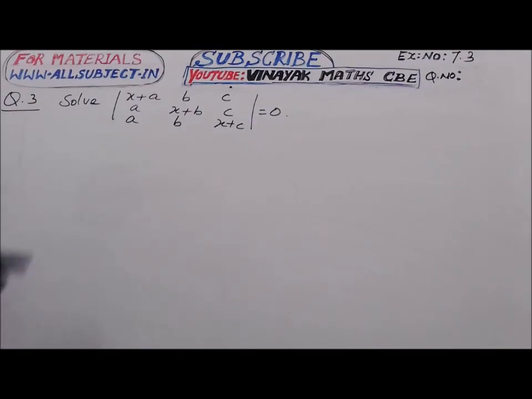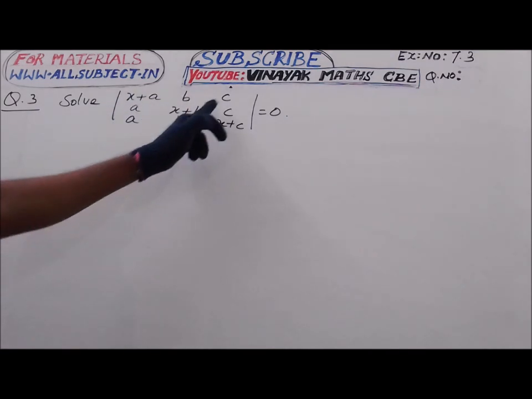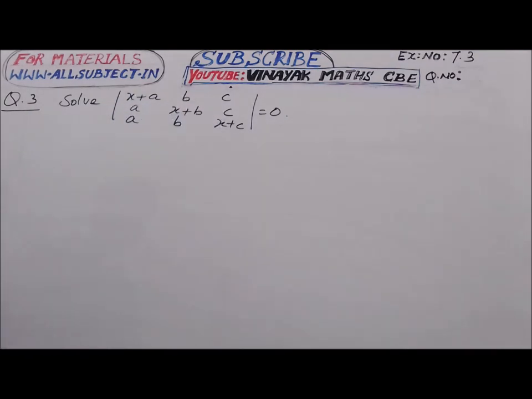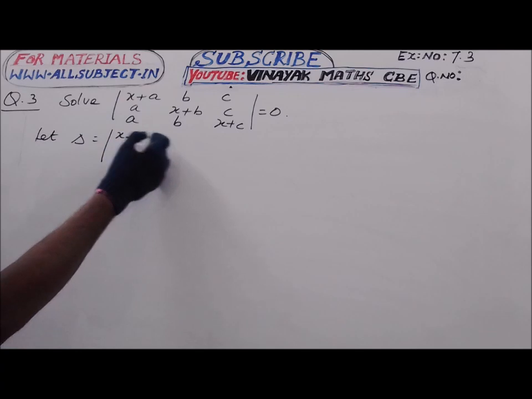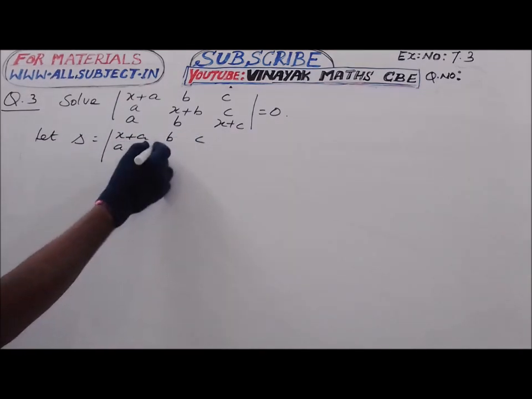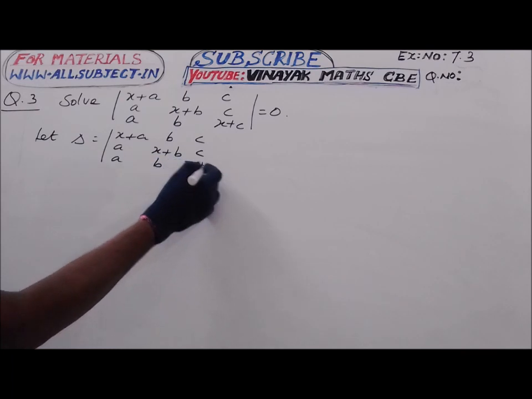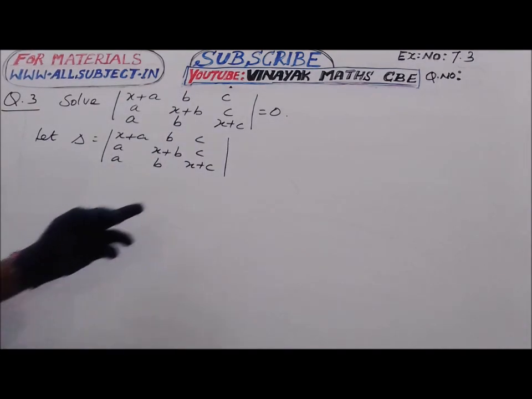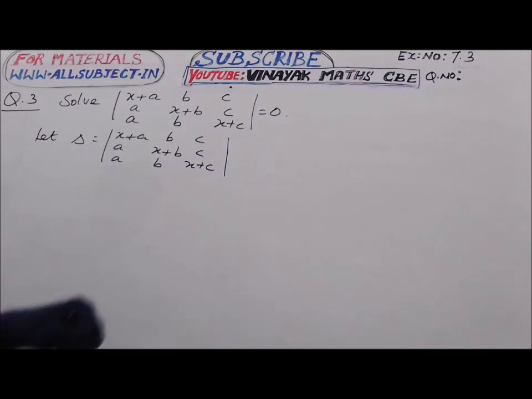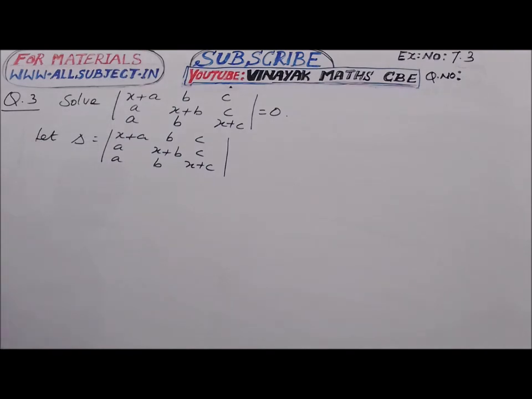Question number 3. Solve the determinant x plus a, b, c; a, x plus b, c; a, b, x plus c, which is given. Let delta equal to the given determinant. Here we need to find the solution. Solve means we need to find the x value.